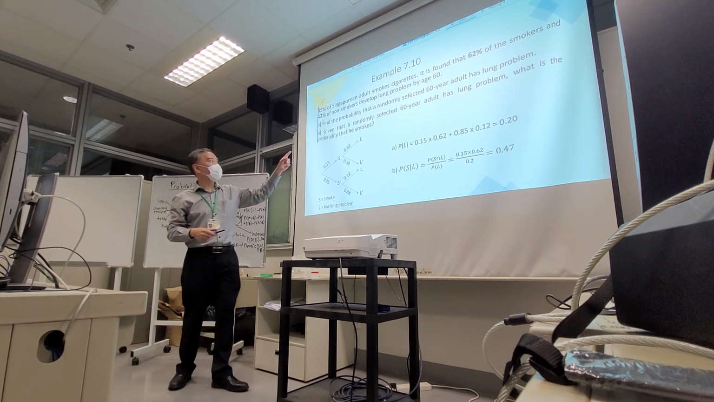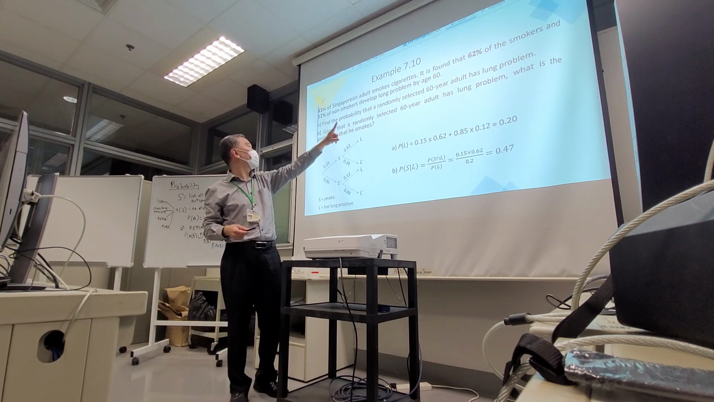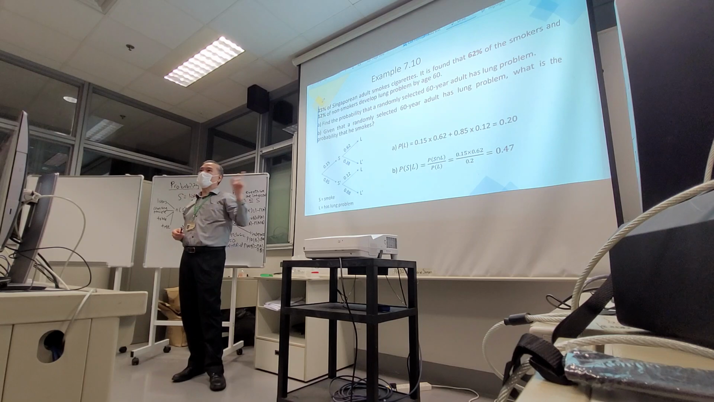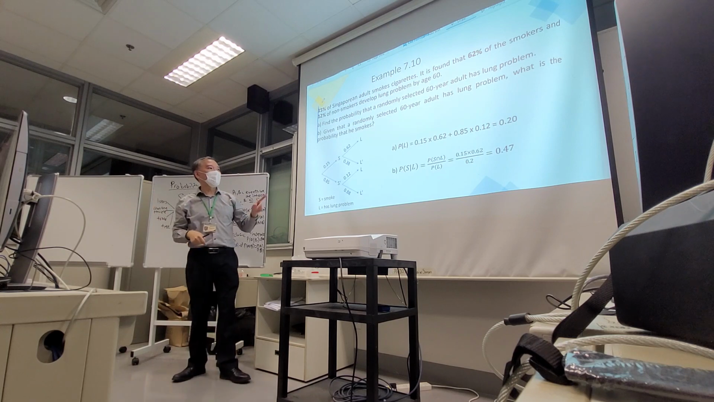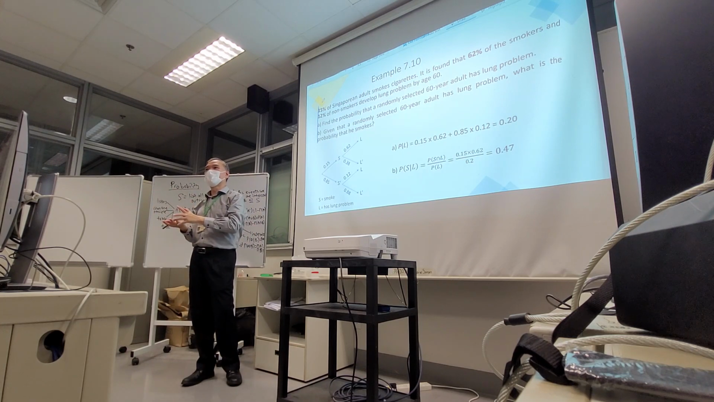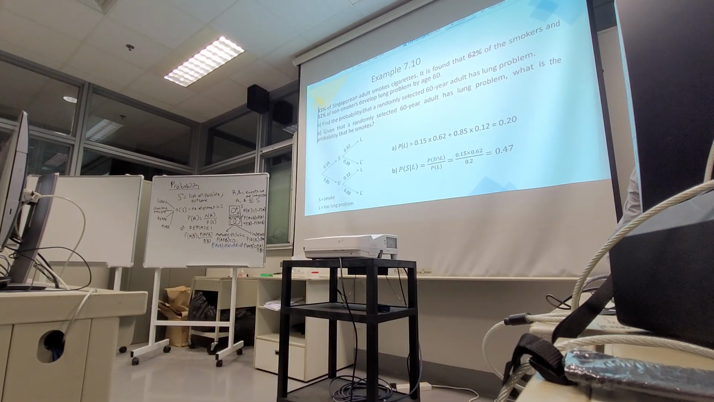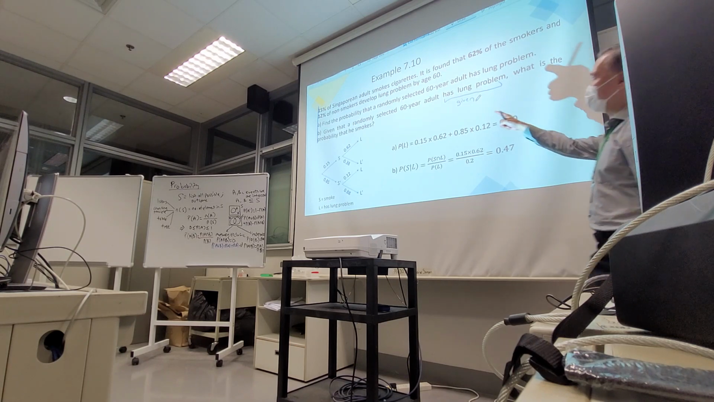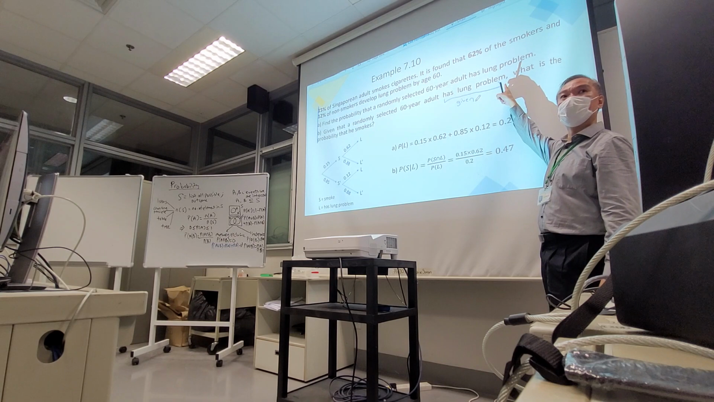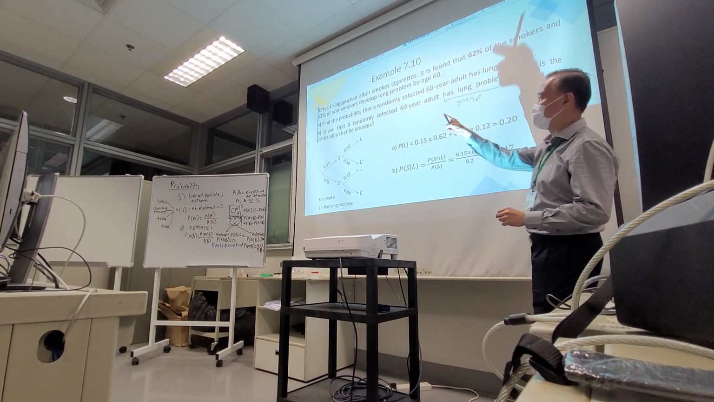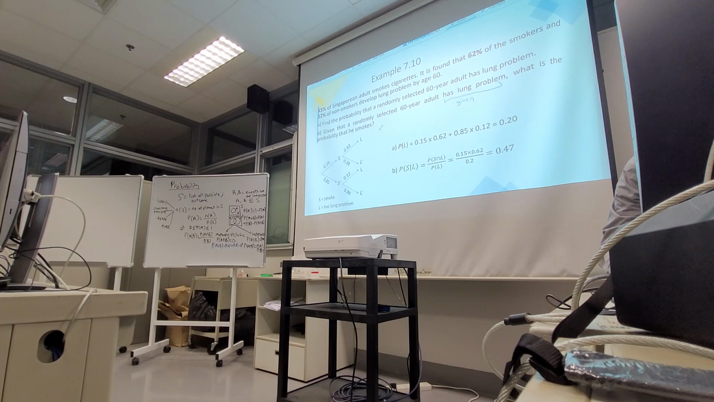Then I want to say that given a randomly selected 60-year-old has a lung problem, what is the probability that he smokes? What does this mean? That means I want to find the probability of smoke given that he already has a lung problem. Can you see? Now read this question carefully. This is given, because I already know that this adult already has a lung problem. Then I want to find the probability he smokes. So that means this is basically referring to the probability of S given L.